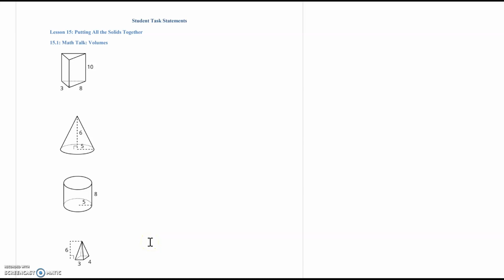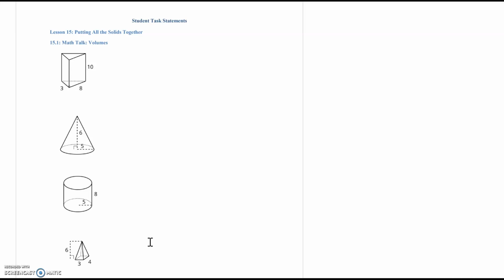Okay, the focus on Unit 5, Lesson 15 is going to be what we call composite figures. All that really means is we are going to take some three-dimensional objects that we know we can find the volumes of, and we're going to put those together to find the volume of a figure that is made up of different three-dimensional shapes.